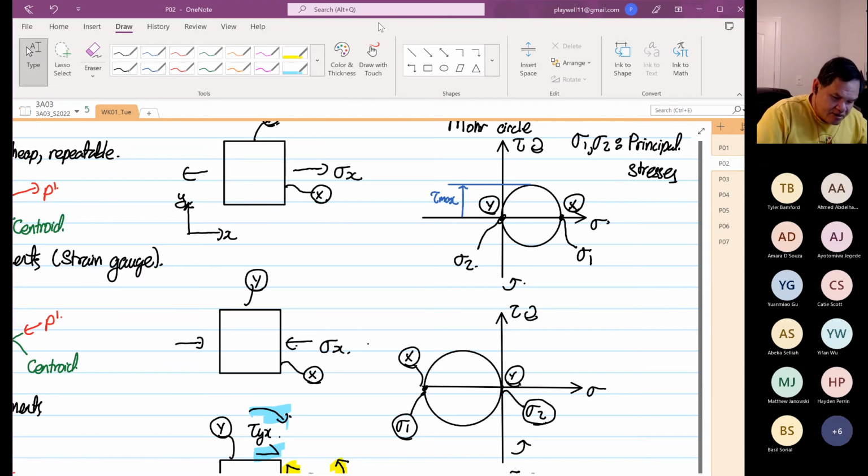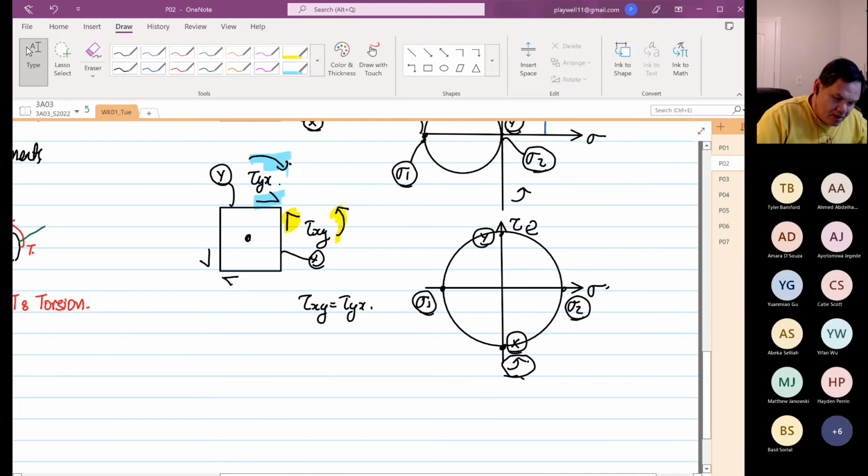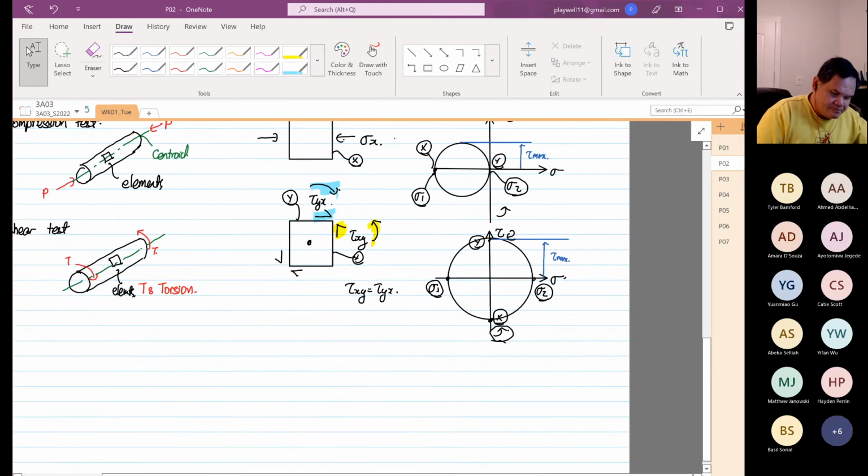And then likewise from here to here. Okay. These are your tau max. And then the shear, these are all your tau max. Okay.